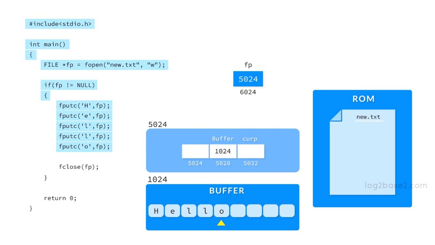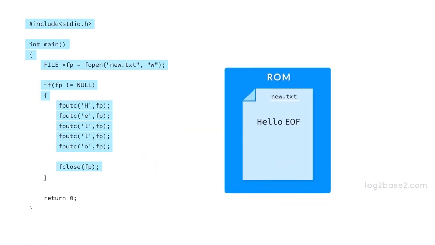Now, we close the file using the fclose function. It will write the buffer data into the file and then remove the buffer from the memory. If we use fclose in reading mode, it will simply remove the buffer. And if we use fclose in writing mode, it will write the buffer data into the file and then only remove the buffer from the memory. So we must close the file after use. So that is how we write characters to a file.